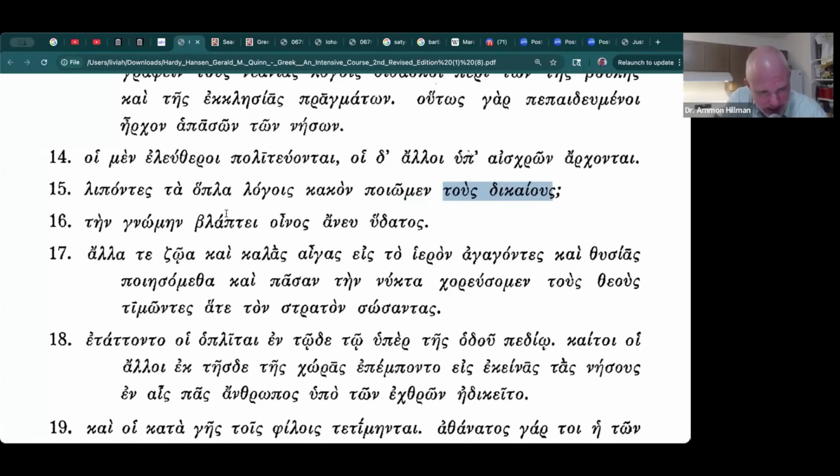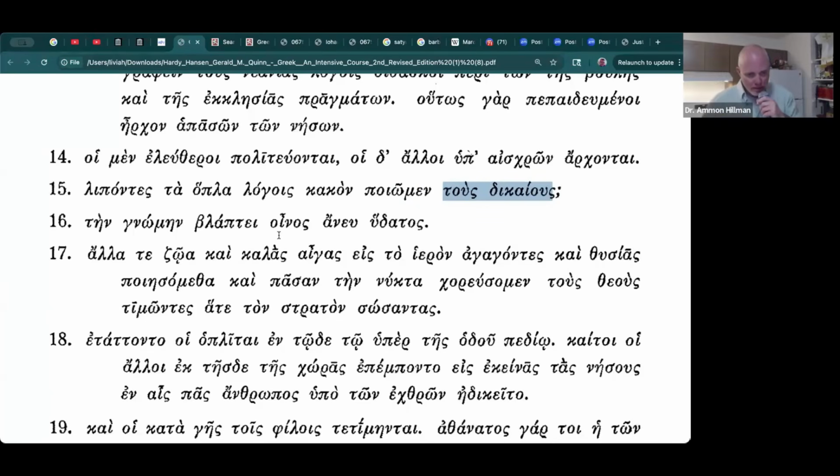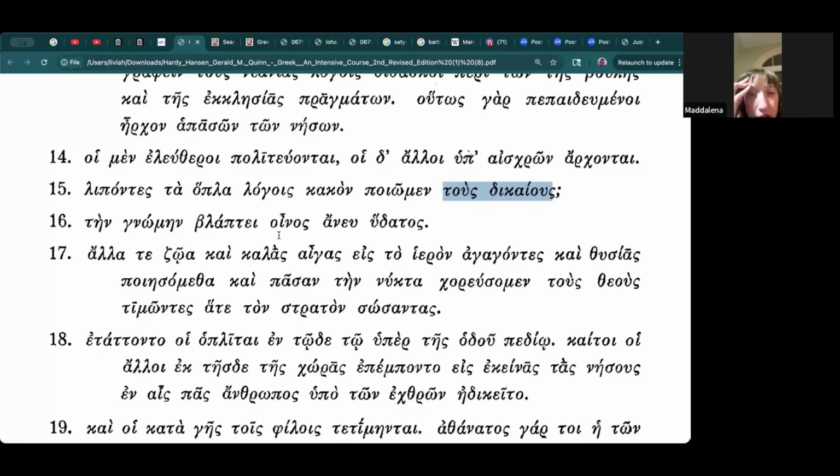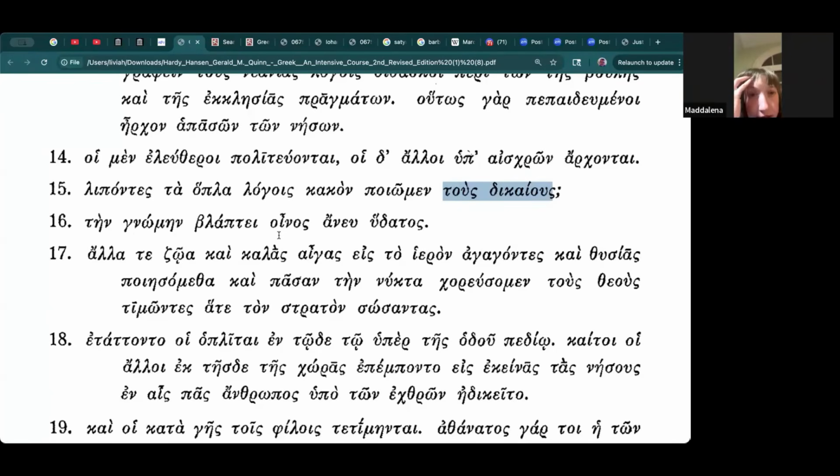Look at number 16. Blopte is your verb. Oinos is your subject. Try that one. Oinos is your subject. Number 16.